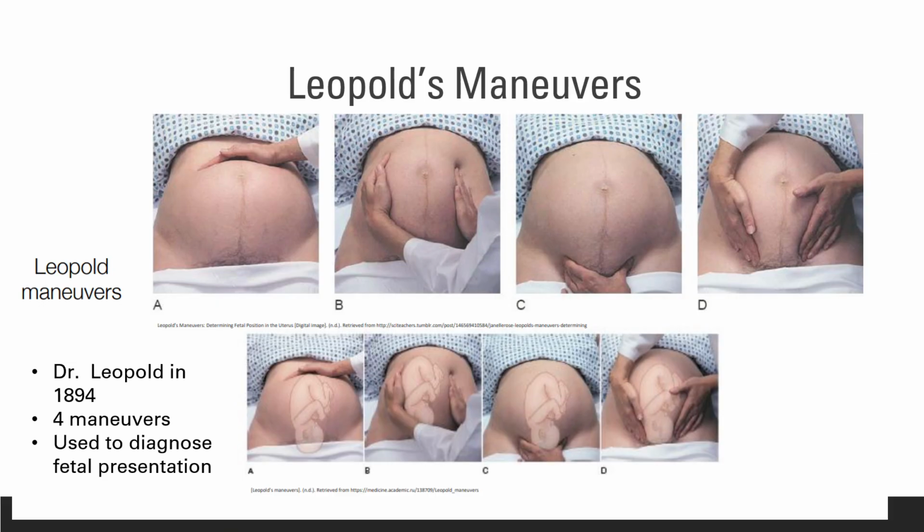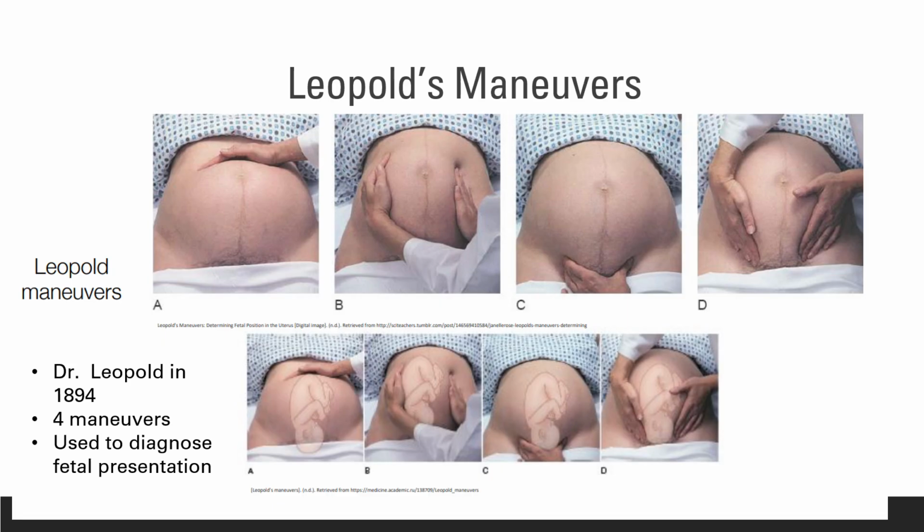But before we obtain the fetal heart tones, it's very important for us to do the Leopold's maneuvers. Leopold's maneuver is named after Dr. Leopold in 1894. These are four maneuvers where we feel for fetal presentation so that we're able to diagnose the location of the fetus in utero. Upon diagnosing the presentation, it helps guide us as to where to look for the fetal heart tones.